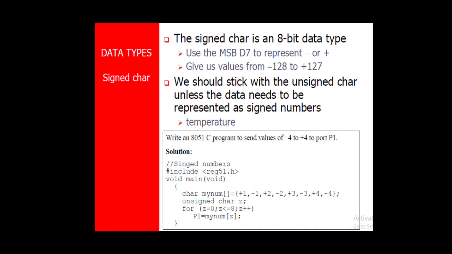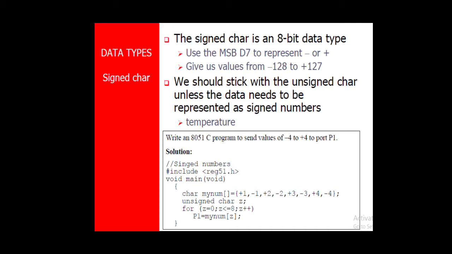Here we have an example. Write an 8051C program to send values of -4 to +4 to port 1. So we have seen how to send data to port 1. Here we have to send data within the given range. Hence we need an array here, and you can observe in the main function here, char myNum.